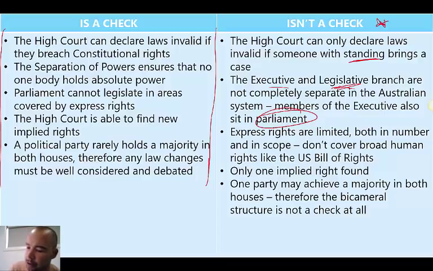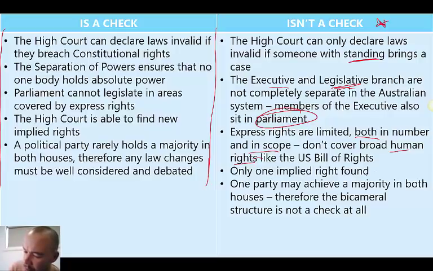Express rights are limited both in number and scope. We only have 5 and they're pretty weird, like not being discriminated against based on your state of residence, as opposed to broad human rights like the US Bill of Rights that protects freedom of the press, the right to bear arms, however you feel on that. So our express rights are really limited, so they're not really much of an actual restriction.